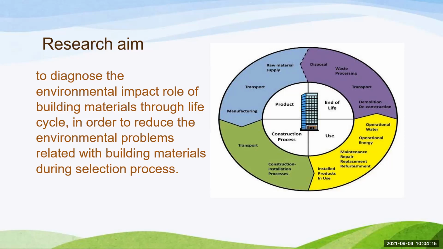You see, first your raw material supply, then use of the installed product, maintain, repair, and operational energy, operational water. Then demolition, deconstruction, transport, waste processing, disposal, then raw material transport. These are the processes of the building material recycle. This is the role. Product, construction process, use and end of life. Starting from the product, then the construction process, then use, then the end of life with the construction work.